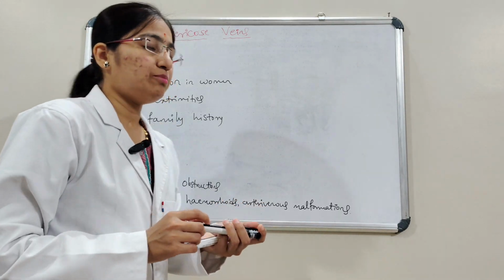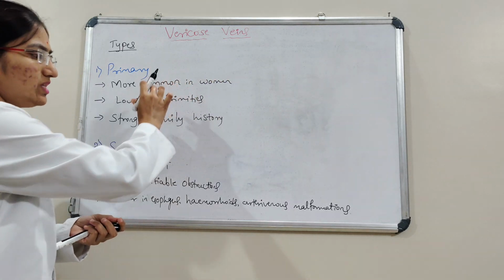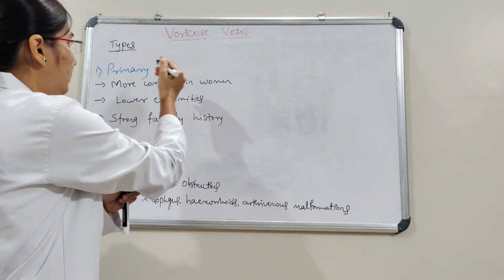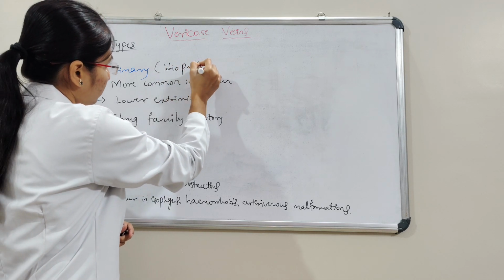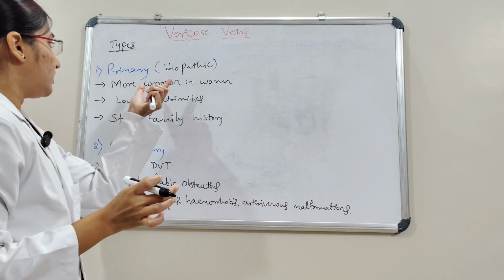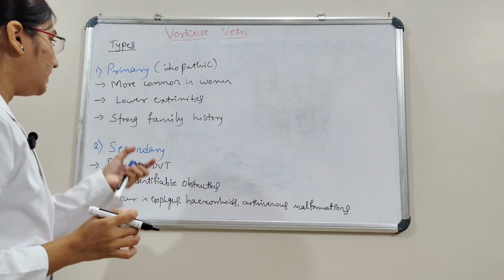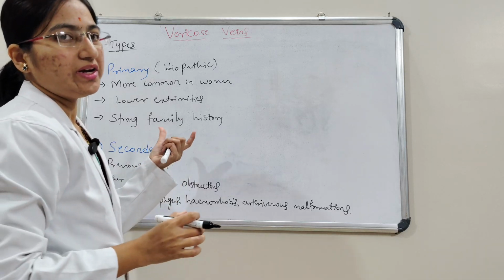Next we will see the types of varicose veins. Here there are two types, one is primary and the other is secondary. For the primary type, the cause is idiopathic. And then here we can see this primary type is more common in women, and especially in the lower extremities, and then strong family history, it is genetic related.